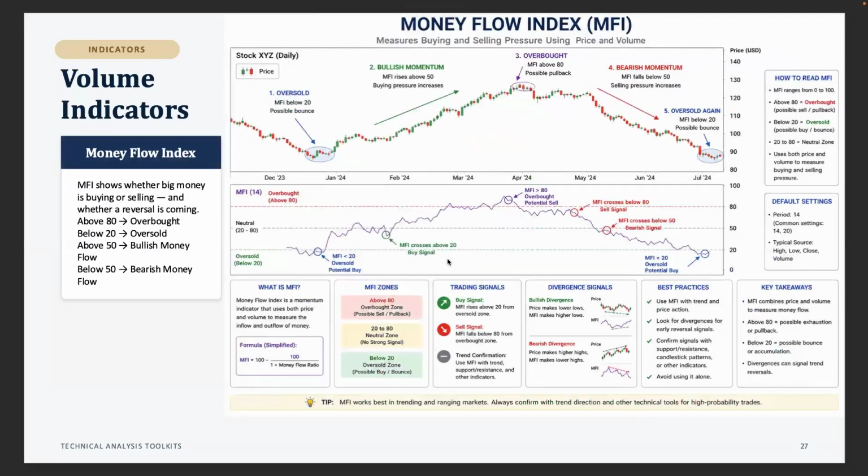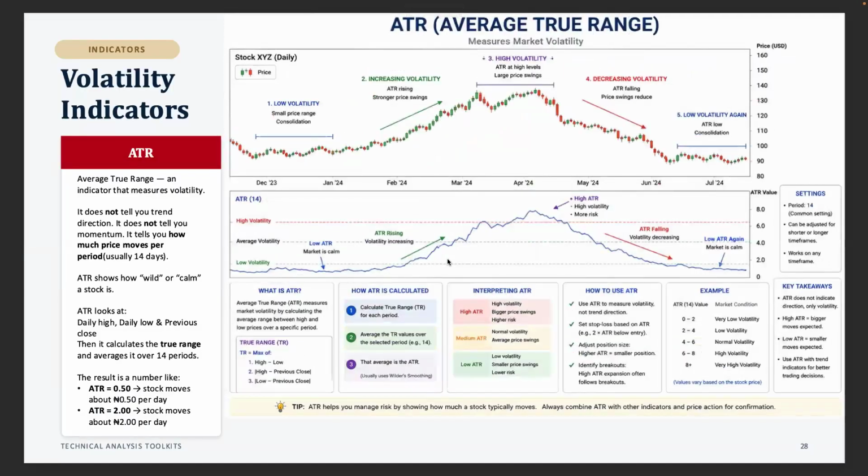Then the Money Flow Index also just gives you a number to show whether a share is particularly overbought or oversold. All right, I think we'll soon round up in the next 10 minutes. I started 5 minutes after 8.